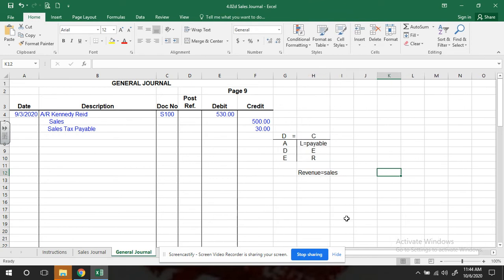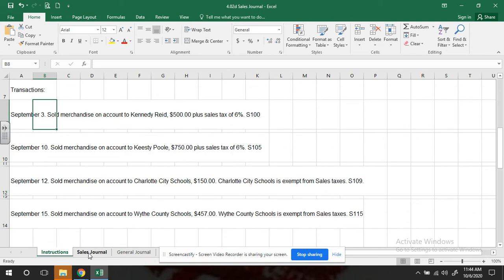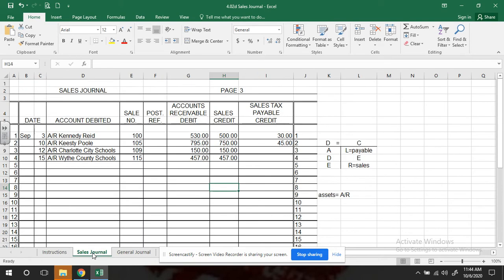Okay. And I add over here that assets, AR. All right, so my debits equal my credits, and I have everything here. Remember, whatever goes in the credit, whatever accounts are being credited, you have to indent. Have to indent. So let's go to the next transaction, and that is on the 10th, Keystee Pool.